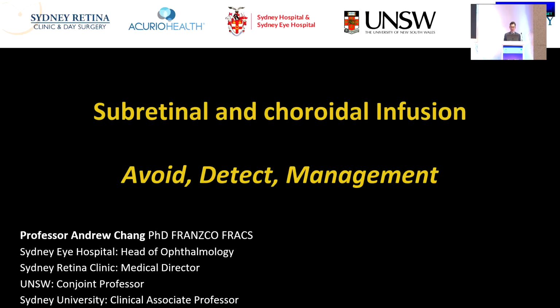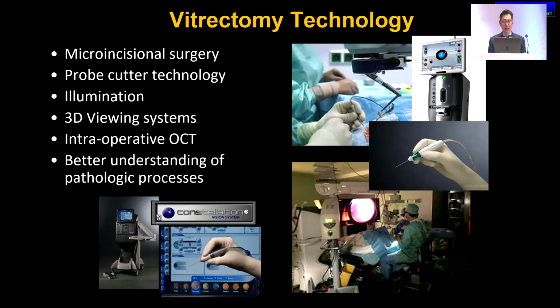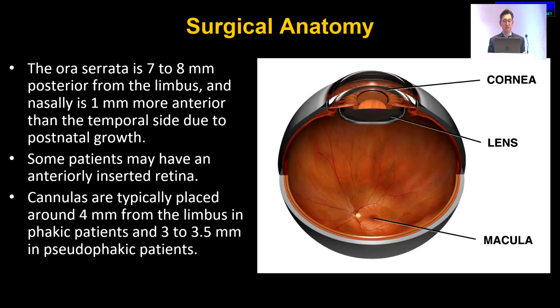This session is nightmares, and sometimes you know you're going to get a nightmare and it doesn't happen, and other times it happens and it's pretty terrible. These are my disclosures. We have modern vitrectomy techniques which make surgery reproducible and efficient, but in some ways when things are really automated and quick, sometimes we end up in trouble quickly as well. I'm going to share with you some cases where we've had issues.